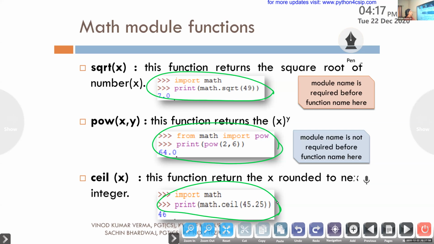Sorry, tell me the difference. See this. That's the difference. When you use import math, then you must write math.sqrt. But if you use from math import pow, then you don't have to use math.pow. Okay, that is the main difference between these two statements.